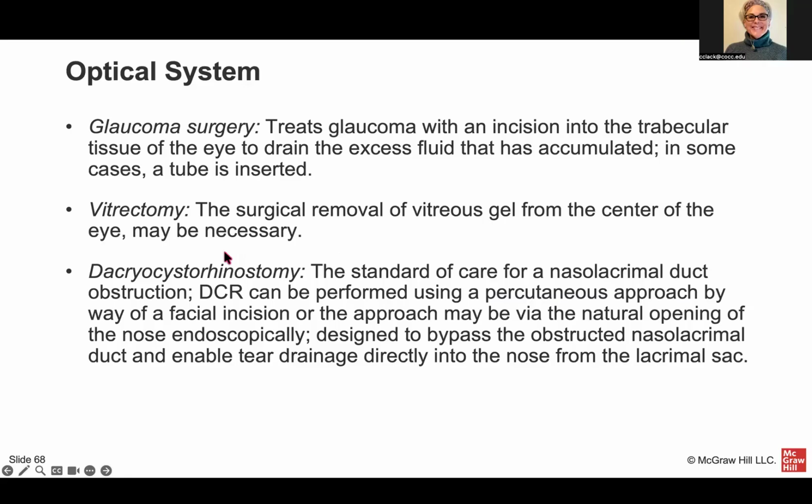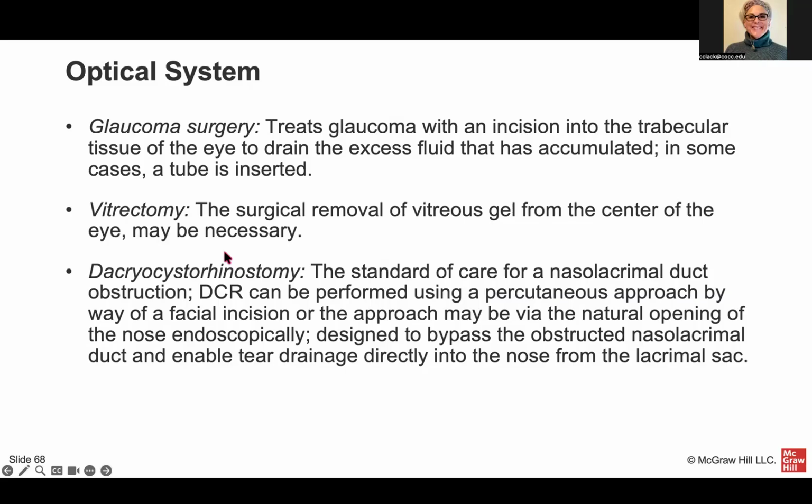Now, for the optical system, there are 3 key optical procedures. There's glaucoma surgery, vitrectomy, and a dacryocystorhinostomy. That's a tongue twister, or DCR. I like DCR better. For the glaucoma surgery, glaucoma is a condition where excessive fluid raises pressure inside the eye and can damage the optic nerve. Surgical treatment involves making an incision in the trabecular tissue to create a drainage pathway for the excessive fluid.